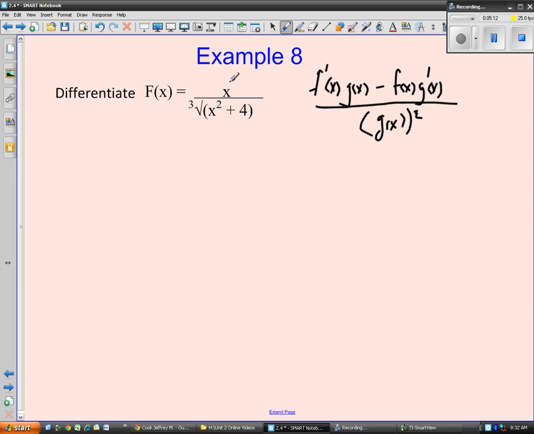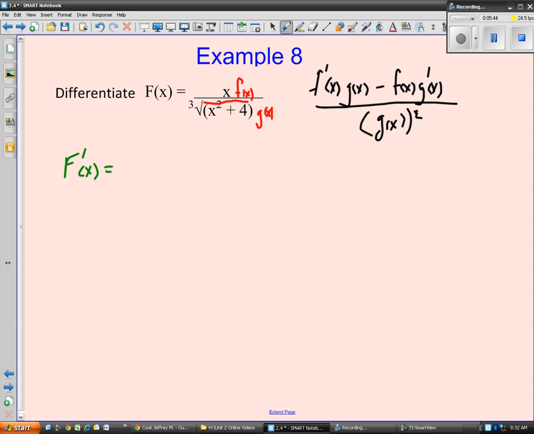And so there's my quotient rule, and the reason I know it's a quotient rule is because I've got an x on top and x on the bottom. But when I have to differentiate the g prime of x again, this is where I end up having to do a chain rule, because this is a cube root function which is outside of my x squared plus 4. And so that's really what we're dealing with. So right here at the end when I do g prime of x, that's where I'm going to have to do my chain rule.